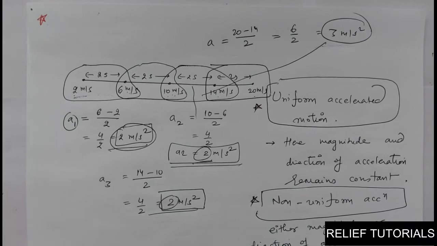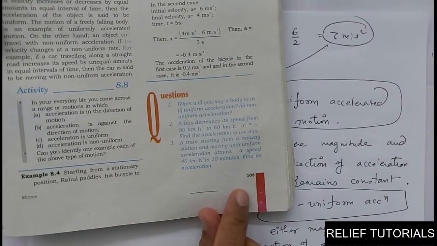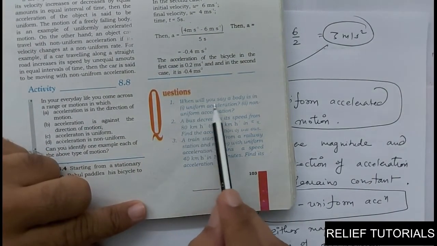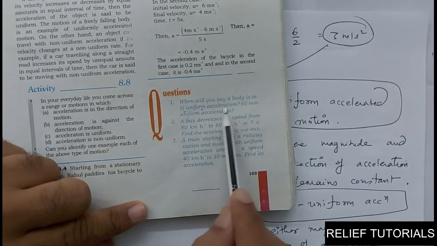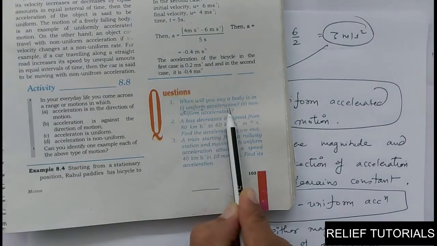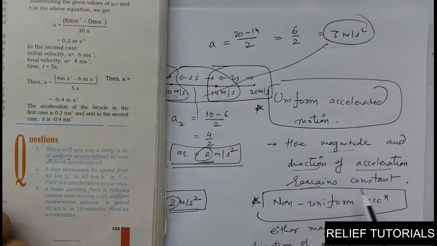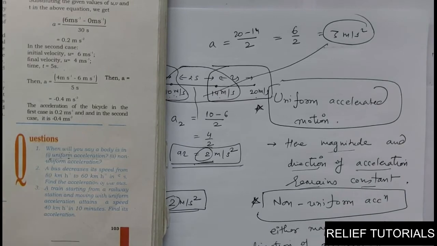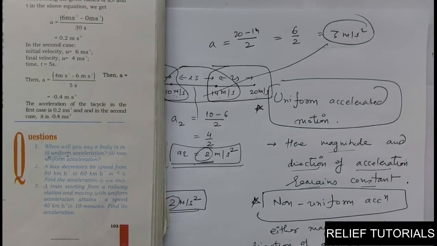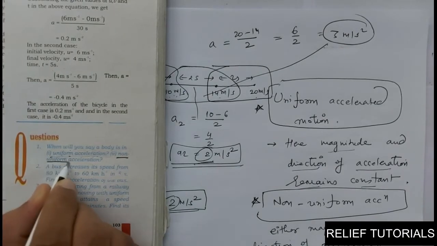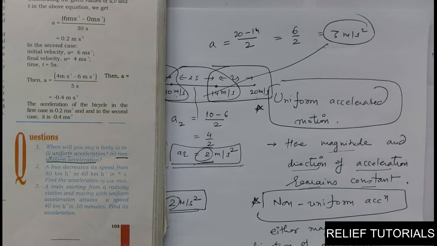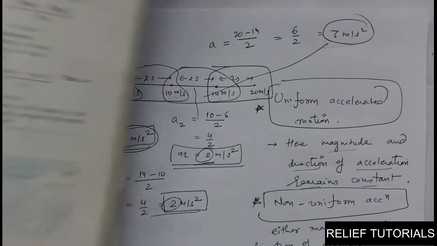One of the questions is there on page number 103, blue color question. First question: when will you say a body is in uniform acceleration? So when can you say that the body is performing uniform acceleration? Only when magnitude and direction of acceleration remain constant can we say the particle is performing uniform accelerated motion. And when can you say the particle is performing non-uniform accelerated motion? When the acceleration has either magnitude or direction or both changing, then we can say the particle is performing non-uniform accelerated motion.